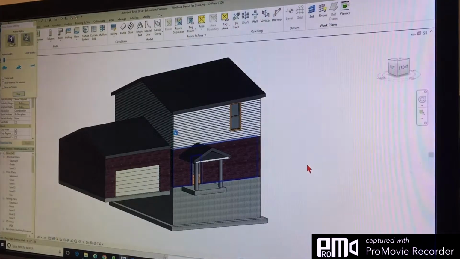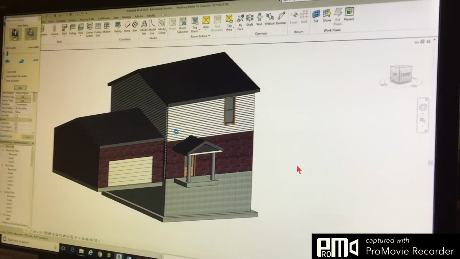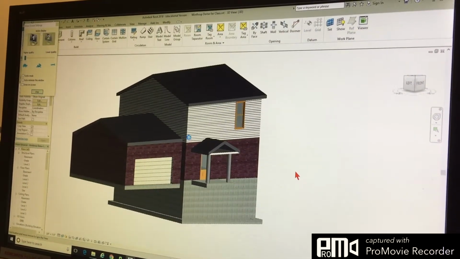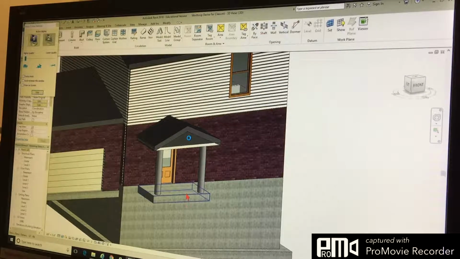My Revit model looks like this at this point. Okay, now this Revit model that we have right here, I've done one thing that I'm going to show you guys just how to do to make this work. You're going to see right now that this particular model has this porch. Okay, now how did I do the porch?